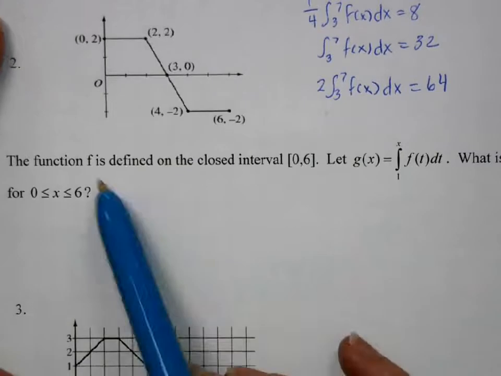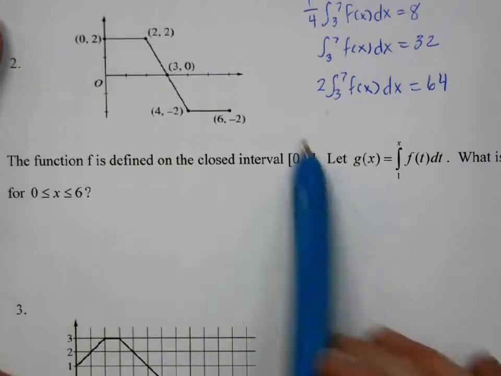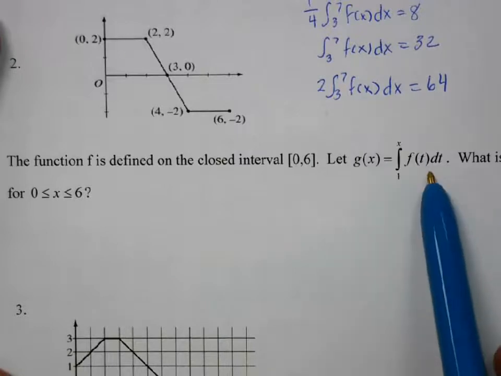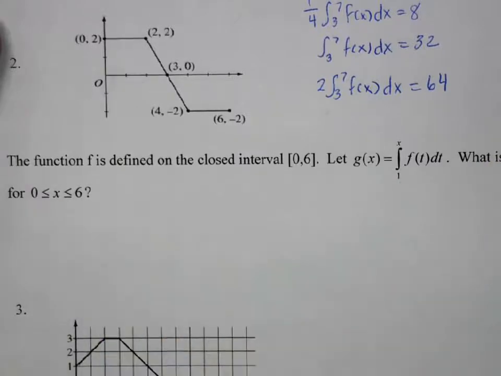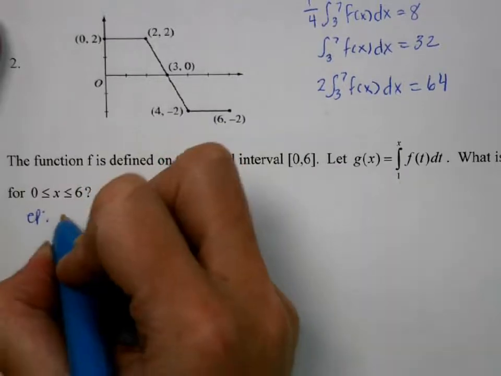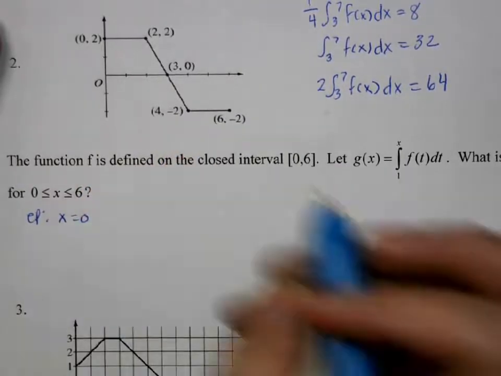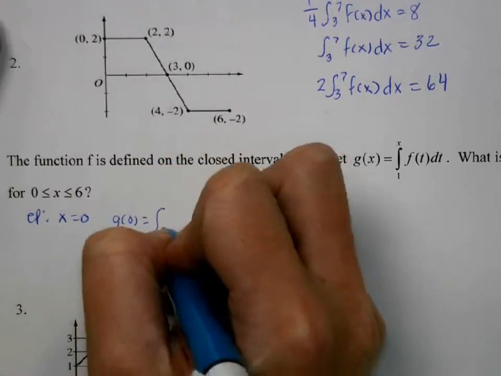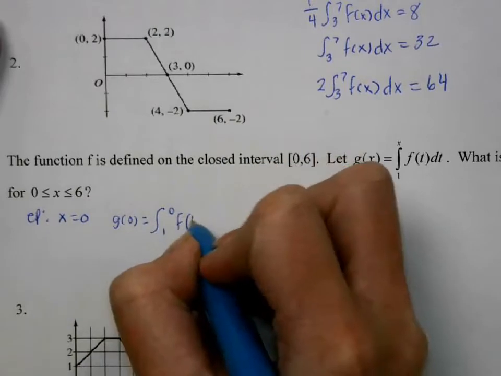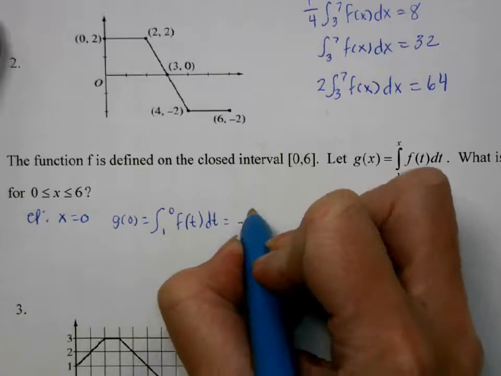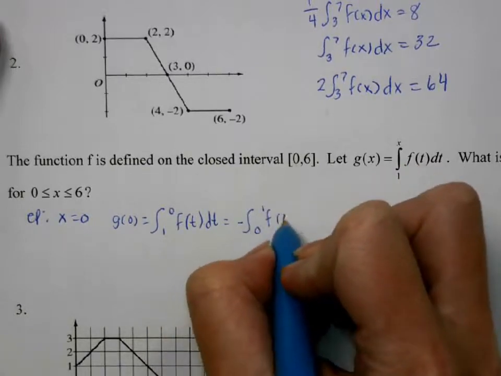Okay, this next one: if the function f is defined on the closed interval of 0 to 6, let g of x equal the integral from 1 to x of f of t, and we want to know the minimum value of g between 0 and 6. So this is an extreme value problem where I need to check the endpoints and the critical points. So my first endpoint is when x equals 0. So g of 0 is going to be the integral from 1 to 0 of f of t dt, which is going to be negative the integral from 0 to 1.